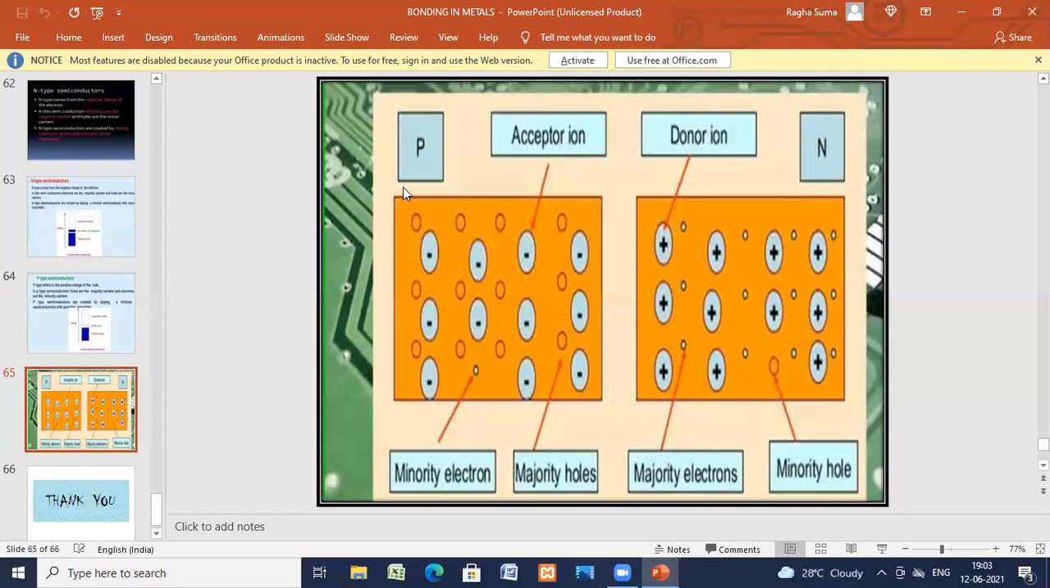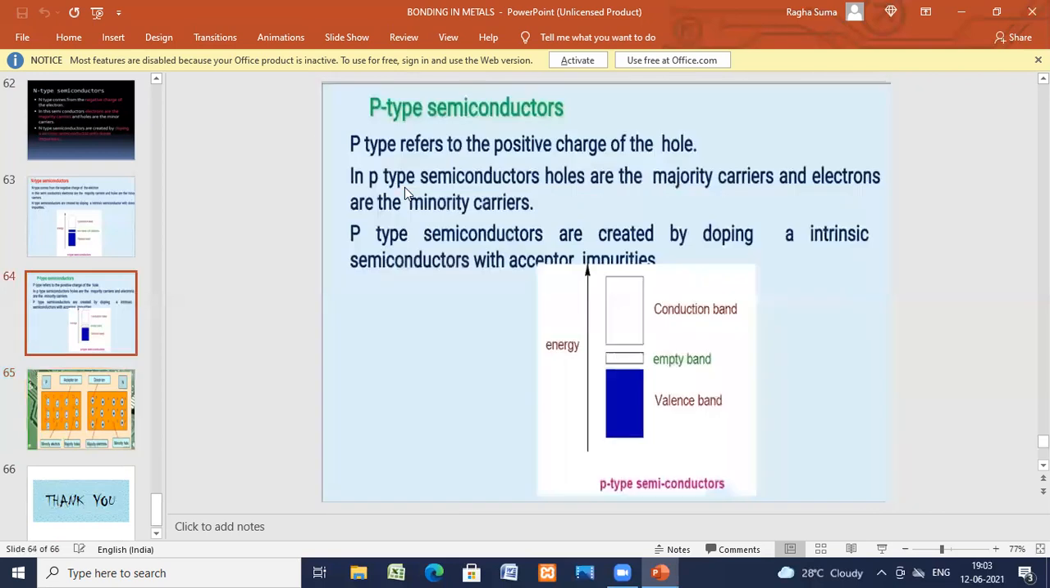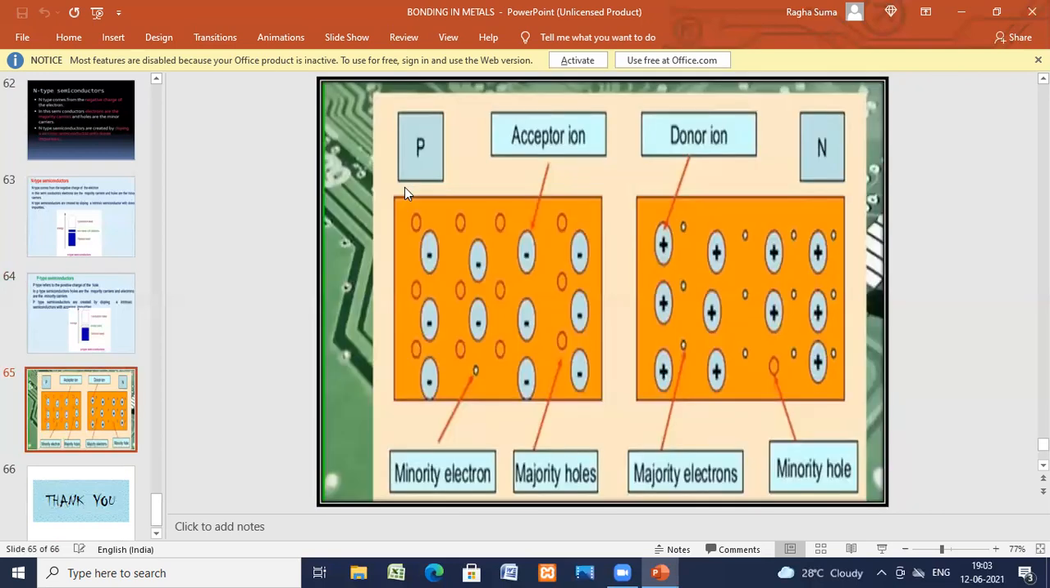I hope you have understood the class clearly: semiconductors, types, how the current is carried, why it is called n-type and p-type, and what the applications are.